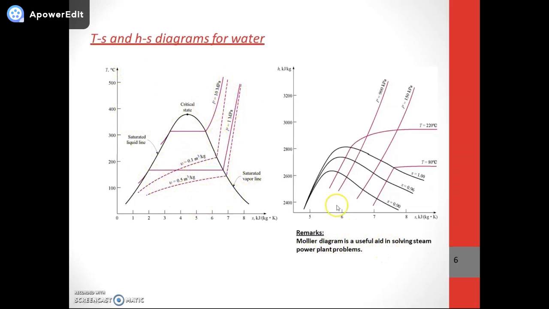This is the Mollier diagram. The Mollier diagram is a useful aid in solving steam power plant problems. You can use this to find data on the relationship between H and S at certain pressures, with different qualities, and at certain temperatures as well.